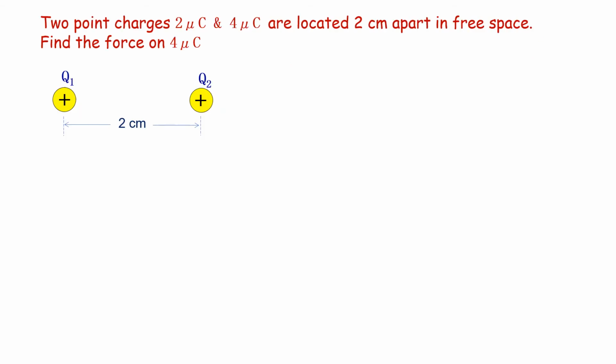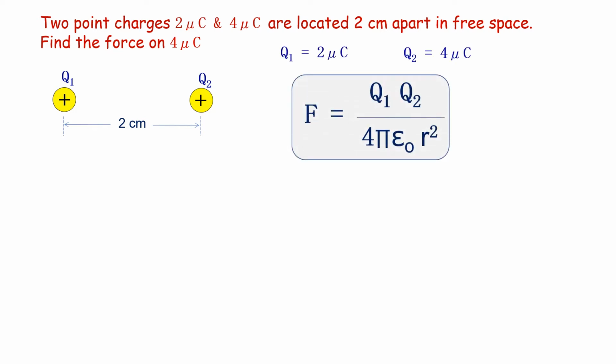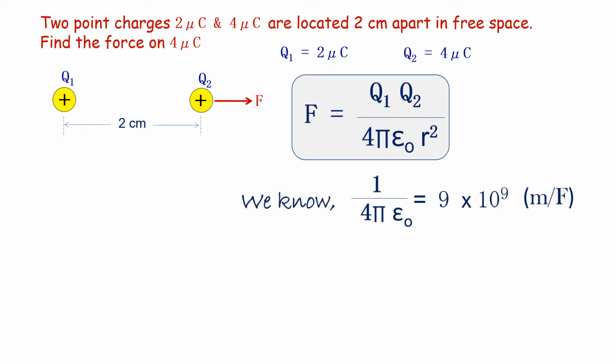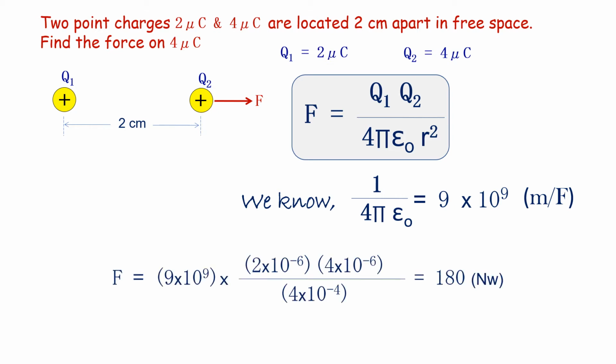Two point charges are located 2 centimeters apart in free space as shown in the figure. Find the force on Q2. Here you have Q1 and Q2 values. We know the force is equal to Q1 Q2 by 4 pi epsilon naught R squared. The force would be away from Q1 in the direction shown. We know 1 by 4 pi epsilon naught is 9 into 10 to the power of 9. By substituting Q1 and Q2 in coulombs and R in meters, we get the force as 180 newtons, the answer.